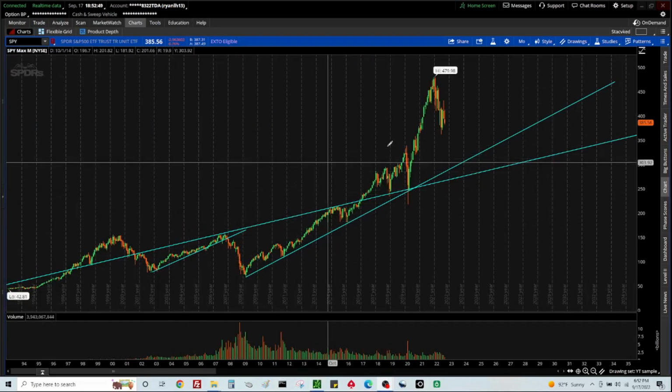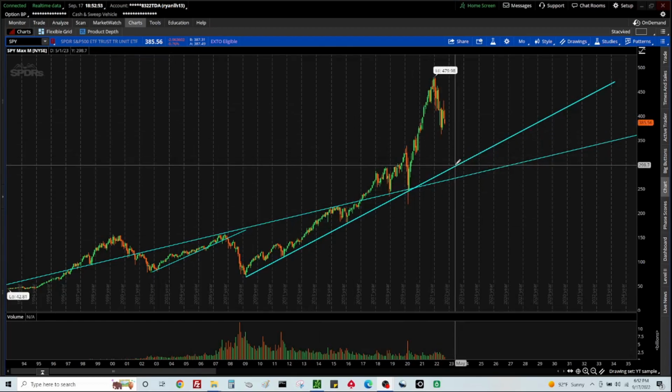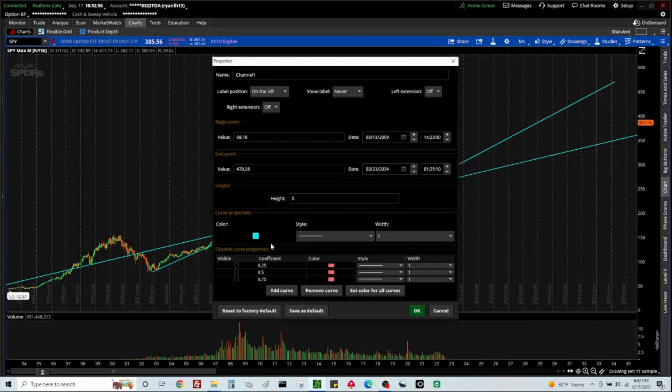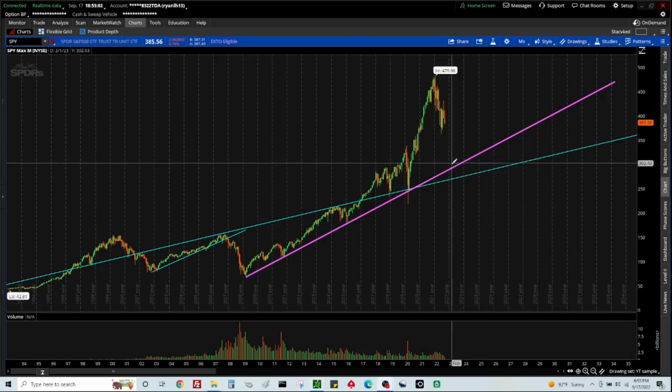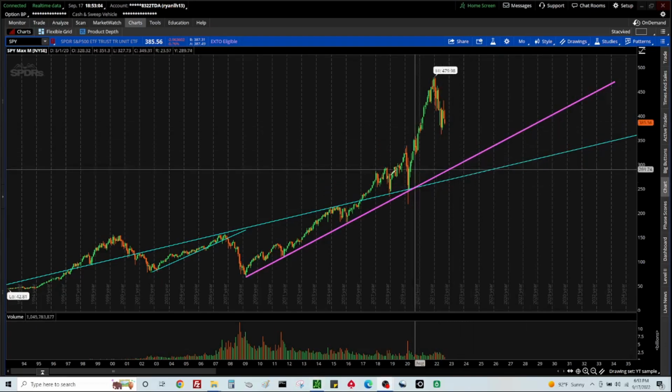So these are good indicators of watching where the stock price will go. 100% of the time, the stock has hit this line. I'm going to make it purple just so it stands out. I'll make it thick. Every time the stock price has hit this purple line, it has always bounced off.